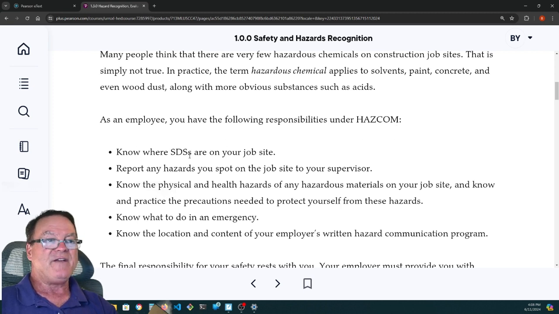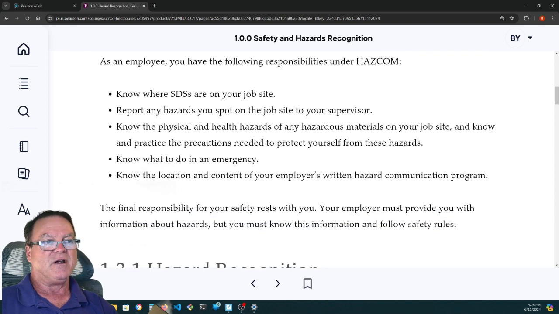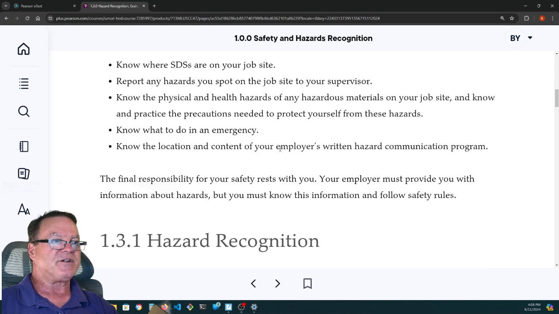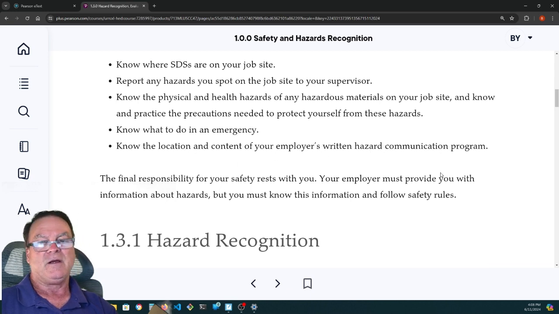Know where the safety data sheets are. That's the SDS. Those are the safety data sheets. Report any hazards you spot on the job site to your supervisor. Know the physical and health hazards of any hazardous materials on your job site, and know the precautions needed to protect you from these hazards. Know what to do in an emergency. Know the location and content of your employer's written hazard communication program.